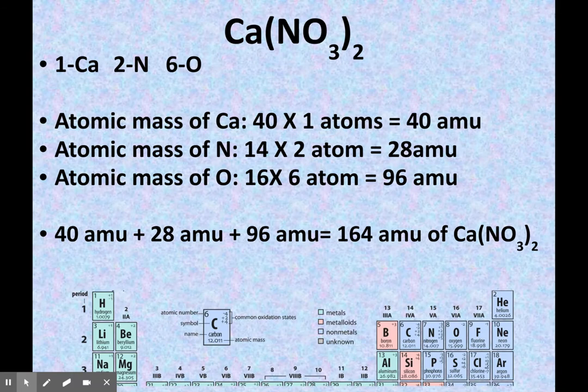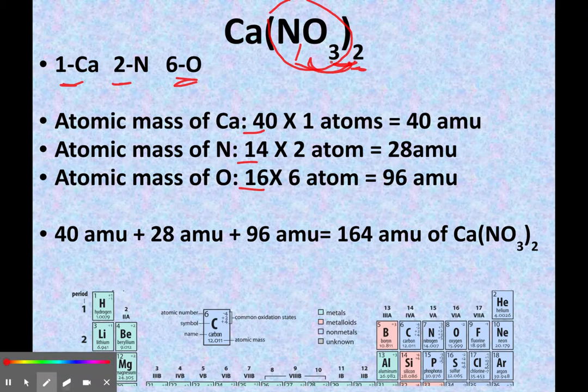This last example here, Ca(NO3)2, we need to remember that this 2 outside the parentheses is going to take anything that's inside the parentheses and multiply by the subscripts. So we have 1 calcium, 2 nitrogens, and then 6 oxygens. So when we multiply those by our masses from the chart, we need to make sure we've multiplied by the subscript outside the parentheses. So we add those together and we get 164 AMUs for Ca(NO3)2.